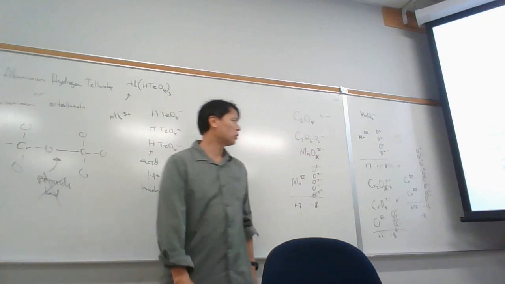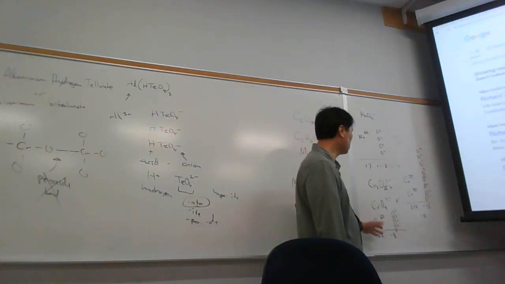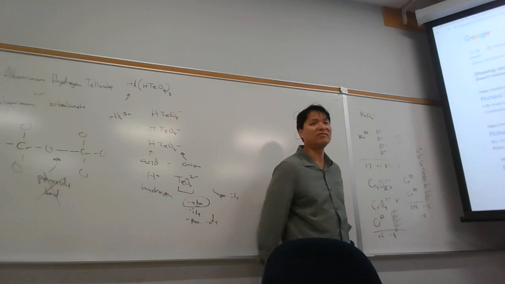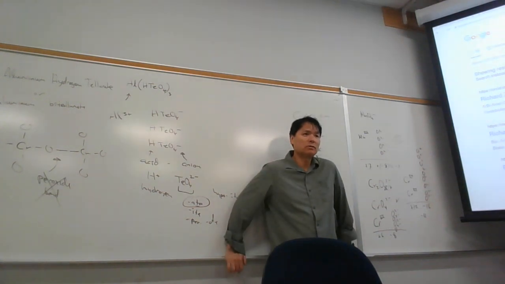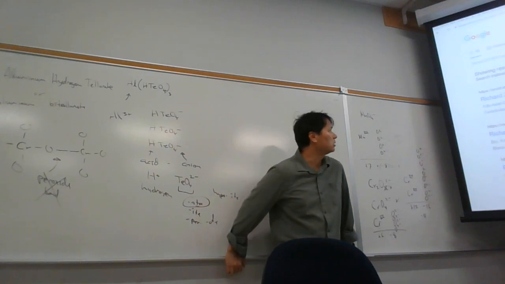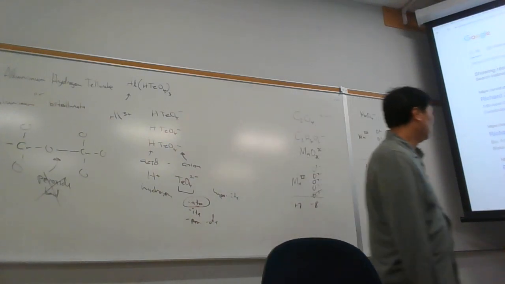And the other thing is the charge. The charge is weird because the charge is the same. Shouldn't it be double the chromate's charge? Shouldn't it be 4 minus? But it isn't because of the structure of things.